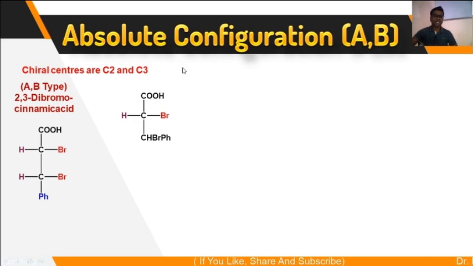See the first atom directly attached to the chiral center: carbon, Br, carbon and H. So whose atomic number is higher? Br. So Br will get the first priority.